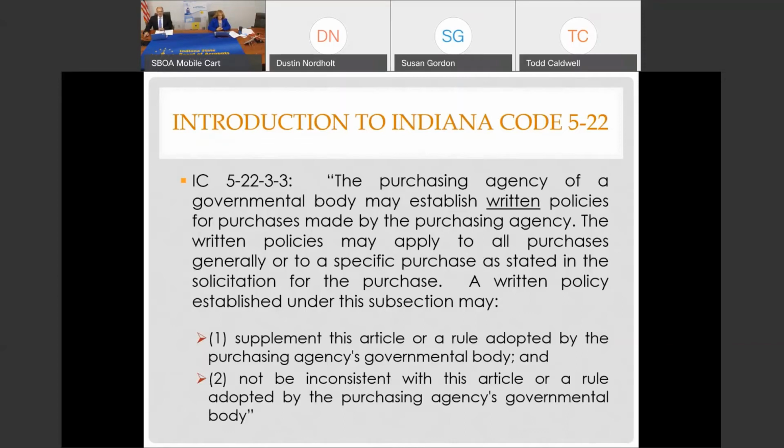And so I underlined written policies. You've heard us talk about written policies all the time. So your purchasing agency needs to establish some written policies on how you're going to handle certain purchases. We'll talk about small purchases in a little bit and following your locally adopted policies and how we audit to that.